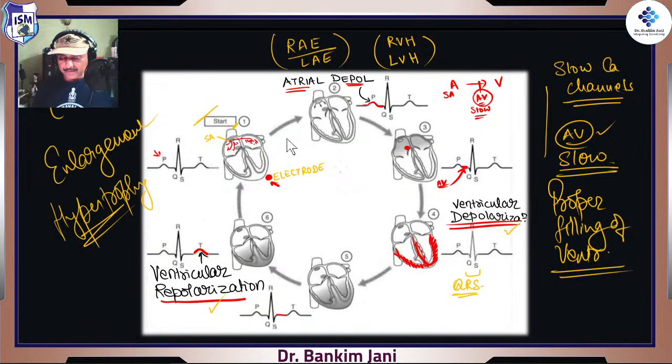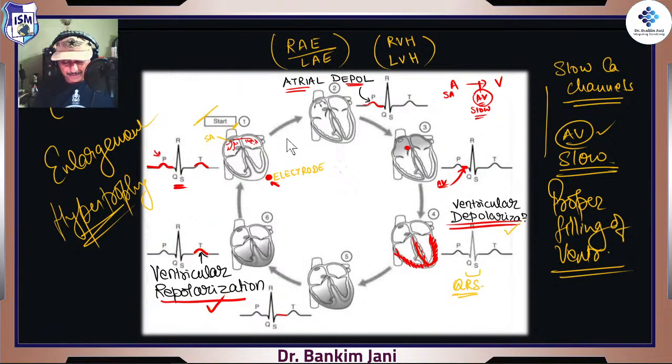And the cycle repeats. So at point P, there is atrial depolarization, so the atria contract. Then the QRS complex is where the ventricular depolarization happens. And then T is ventricular repolarization.